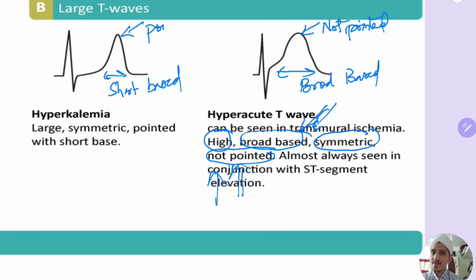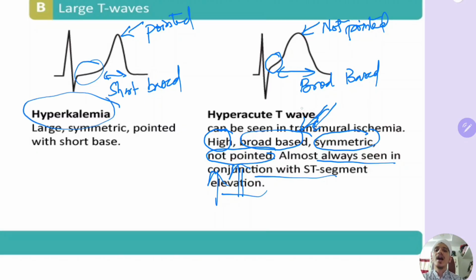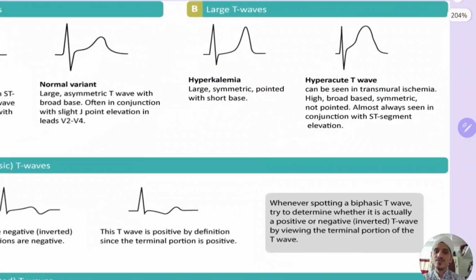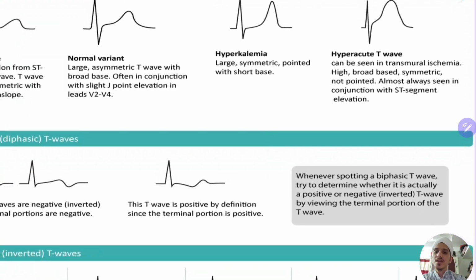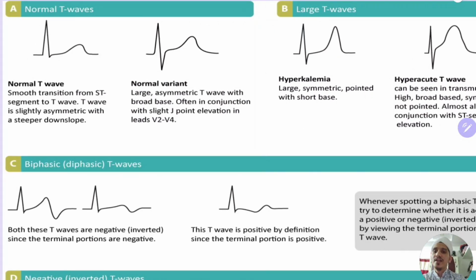So that's how you differentiate. Associated ST segment elevation will also be there, almost always seen in conjunction with ST segment elevation. Here you will not have any ST segment elevation in hyperkalemia. That's how you differentiate between hyperkalemia and hyperacute T wave. Large T waves you see in hyperkalemia as well as in hyperacute MI. How do you differentiate? Four points you should remember. And the normal wave and normal variant also you should remember, otherwise you will simply make the patient panic that he is having some heart problem.